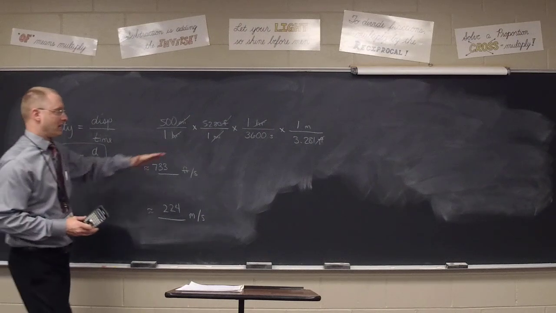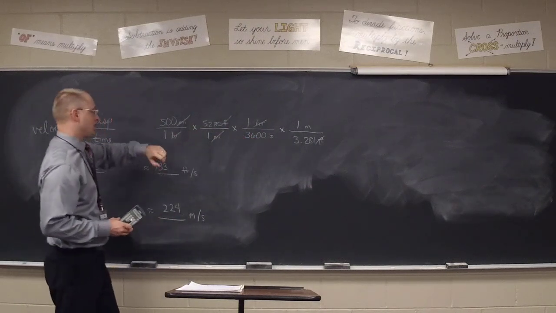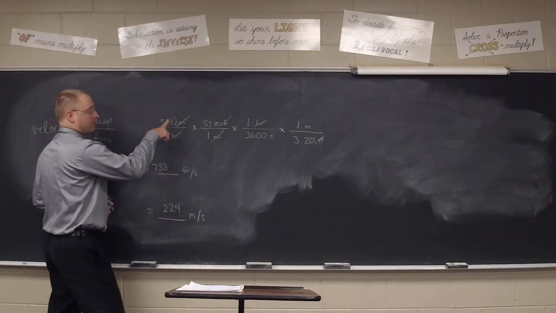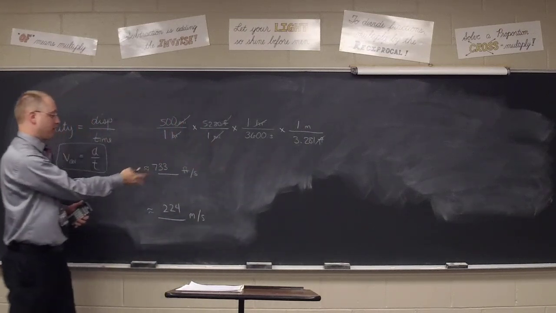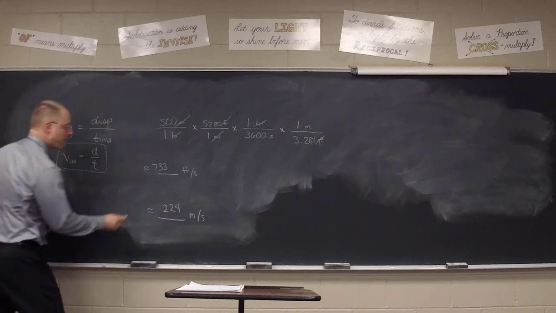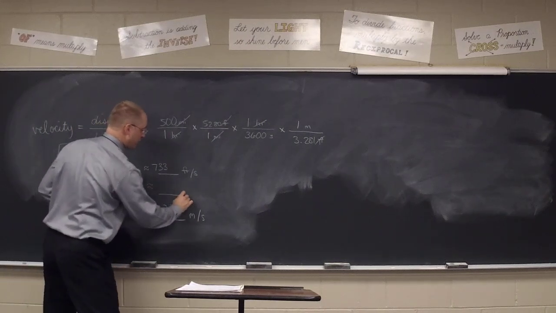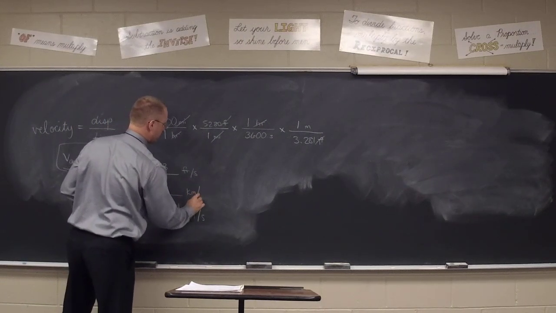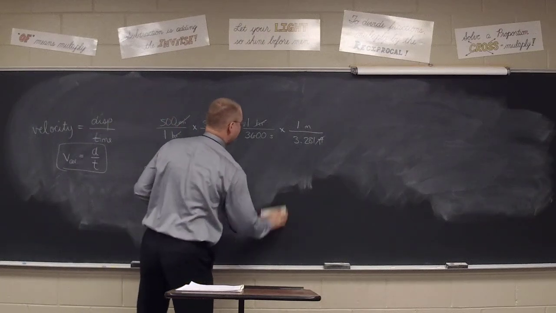Again, the 5,280 is a definition. The 3,600 seconds is a definition. This was 500, 3 sig figs. This is 3.281, 4 sig figs, so we'll stay with the 3. And then I'm going to go back now that I've got this, and I'll go back and hit the kilometers per hour.